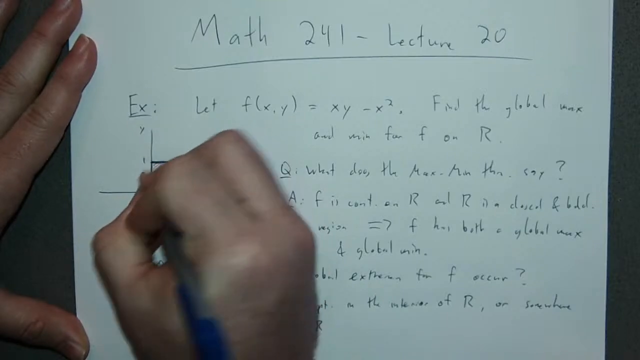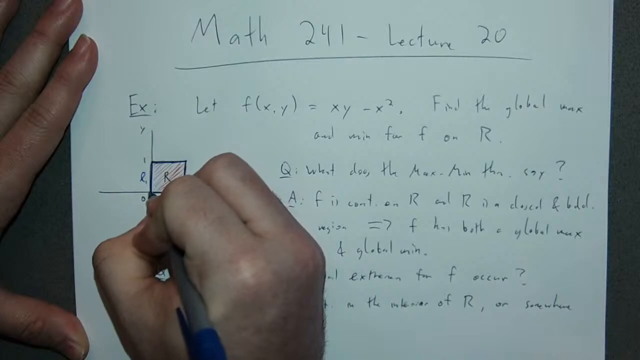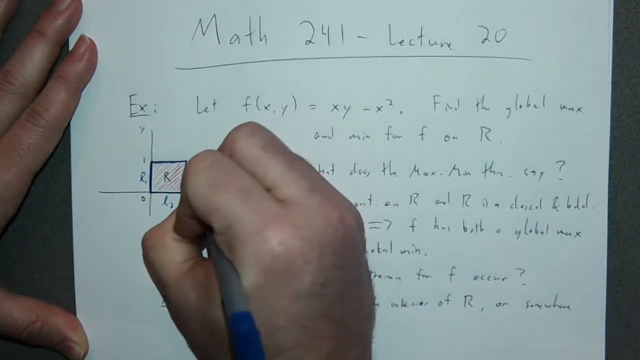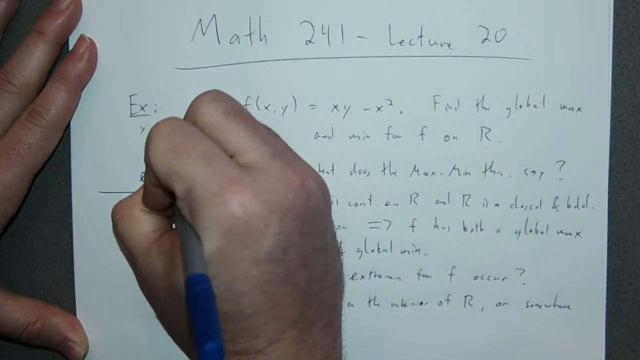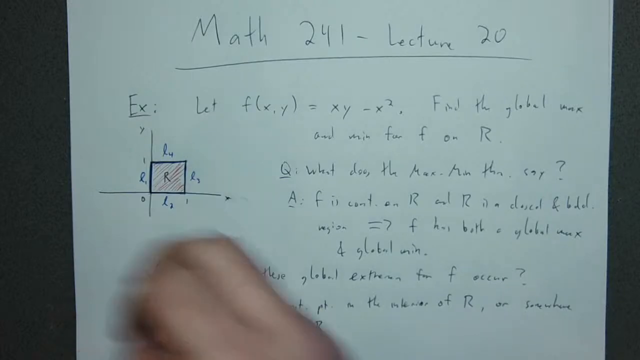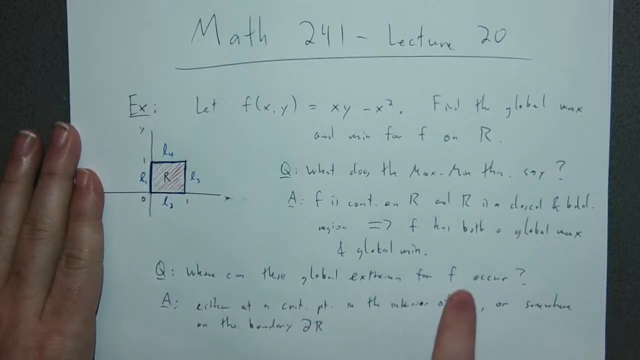So L1 is my first piece of the curve, that's this one. Okay, and then L2 would be the bottom, L3 would be the right side, and L4 would be the top. Okay, so that's how I'm splitting the boundary of this region. Now, where can these global extrema for f occur?